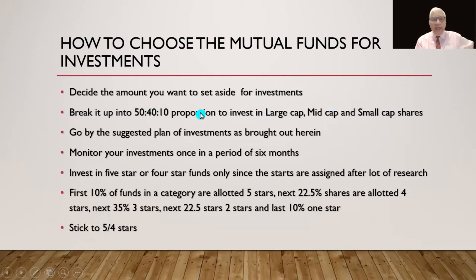40% can be in mid cap and 10% can be in small cap. Now, this is a suggested pattern for a relatively conservative investor. If you are not conservative and not risk averse, you can even reverse the pattern. It can be 10, 40, 50. In other words, your 50% investment can be in small cap shares. But remember, as you go down the ladder in market capitalization, the risk increases.